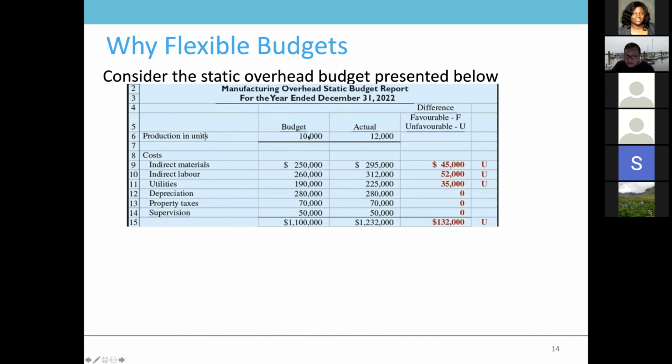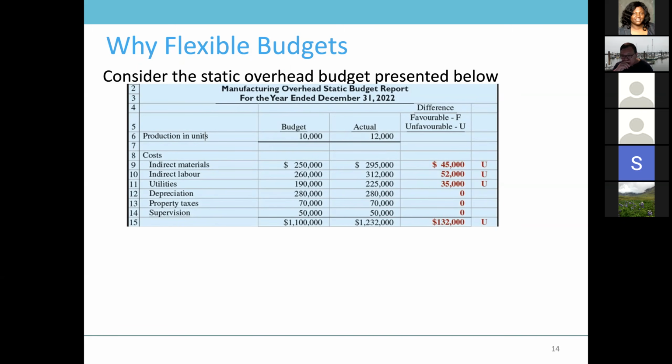The level is 10,000, but the actual numbers are this, right? You take the difference, you realize, well, boy, all this U, right? This is not good. You don't want to see U. U means unfavorable. When you compare the actual result versus the budget, all these cost numbers are higher than the budget, and so these differences are unfavorable variances.